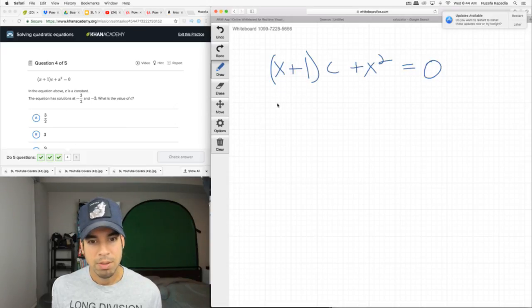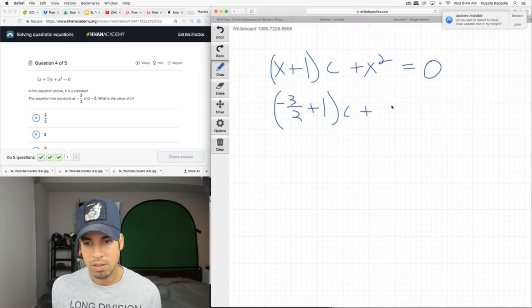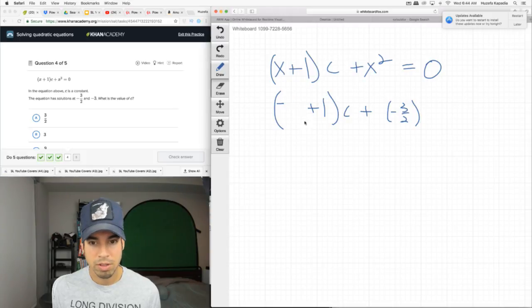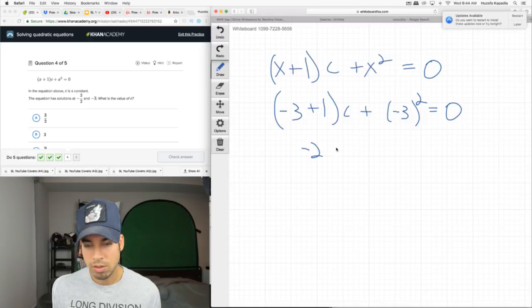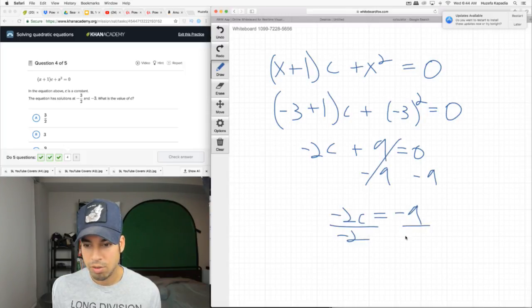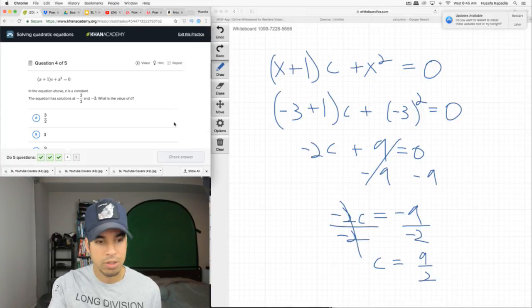So if I plug in negative 3 halves for x in x plus 1 times c plus negative 3 halves squared... to be honest, I should have done negative 3. Let's do negative 3 because we don't have to deal with a fraction. You should get the same value for c either way. Negative 3 plus 1 is negative 2, times c, plus negative 3 squared, which is 9, equals 0. Subtract 9: negative 2c equals negative 9. Divide by negative 2, and c equals 9/2, which is probably an option down here.